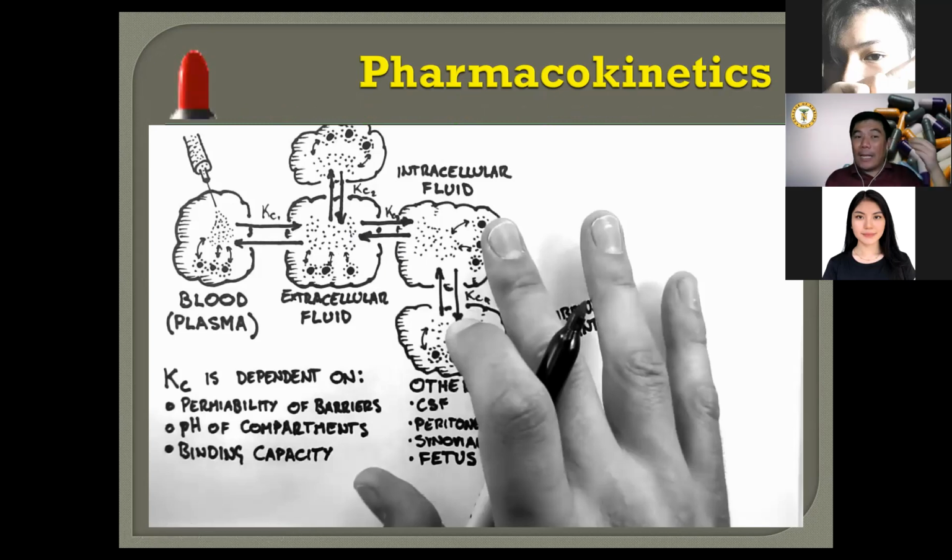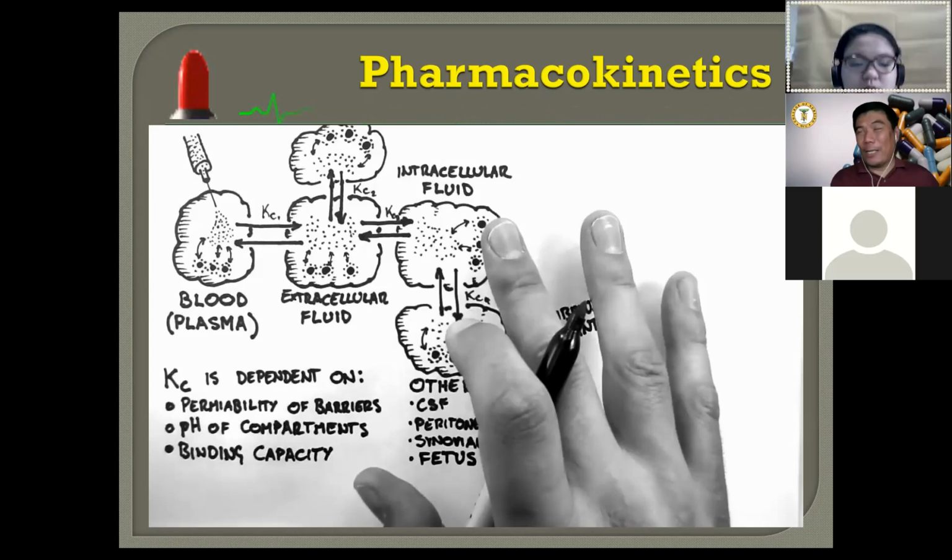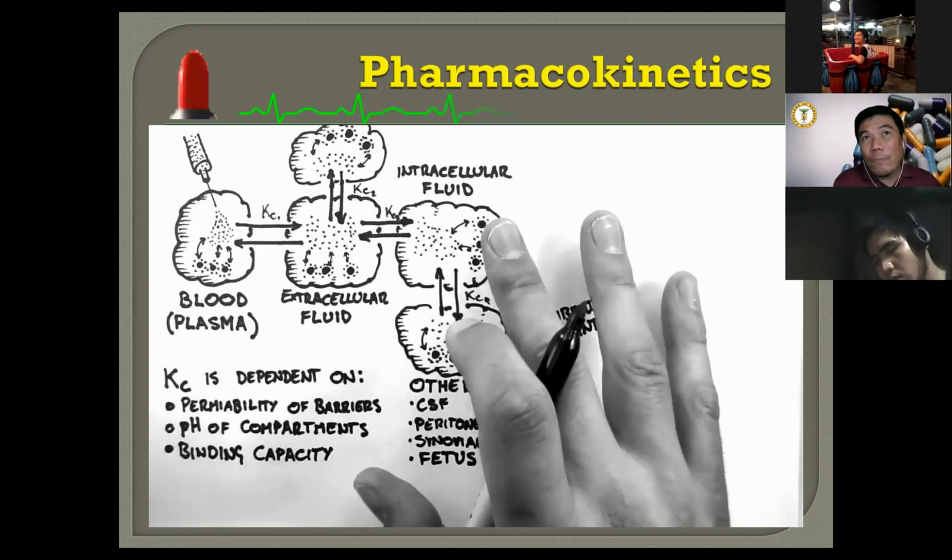So that's what I am telling you. For example, permeability of barriers. How about anemia? If we are considering anemia, are we considering low volume of blood or high volume of blood? Low volume. Very good. So do you think the distribution of drug matters also with the volume? Yes.